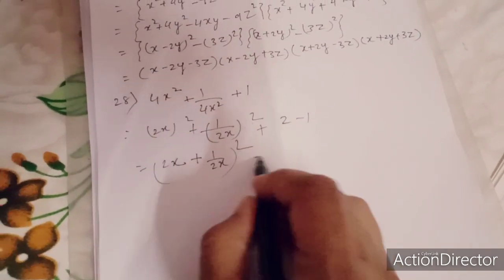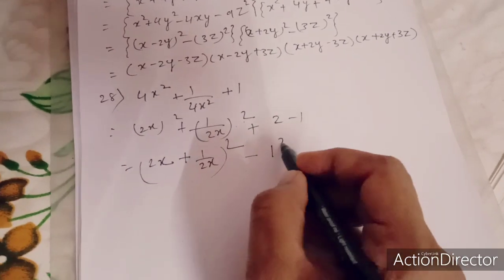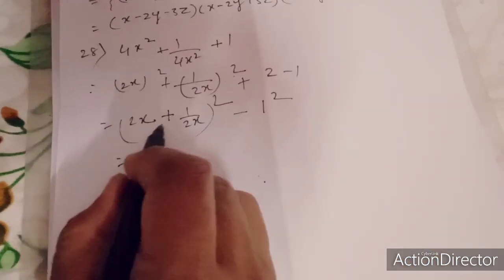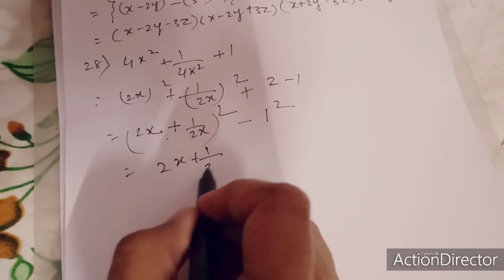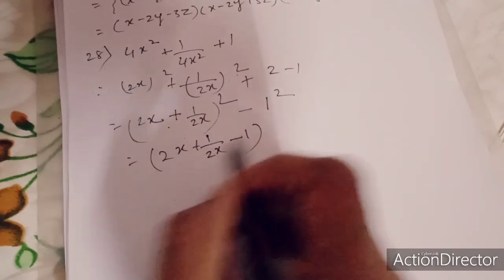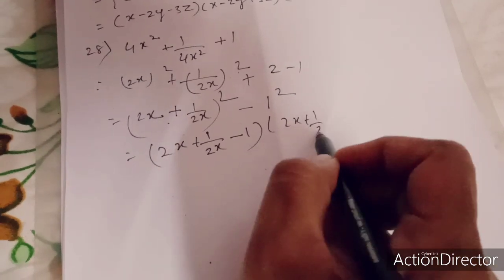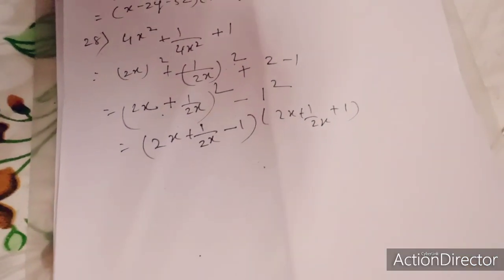You can recall the a plus b whole square method. So you got two perfect squares. So the answer is 2x plus 1 by 2x minus 1, 2x plus 1 by 2x plus 1. I think you got that.